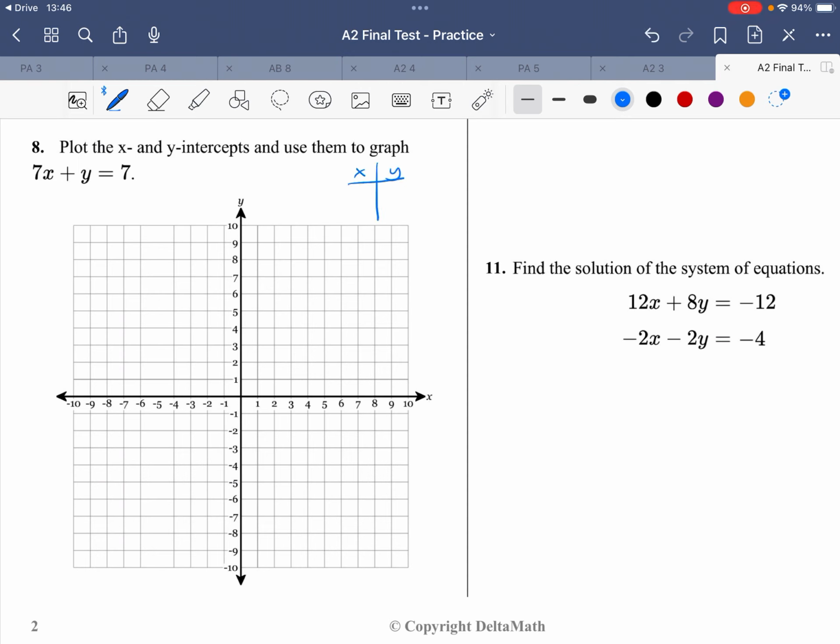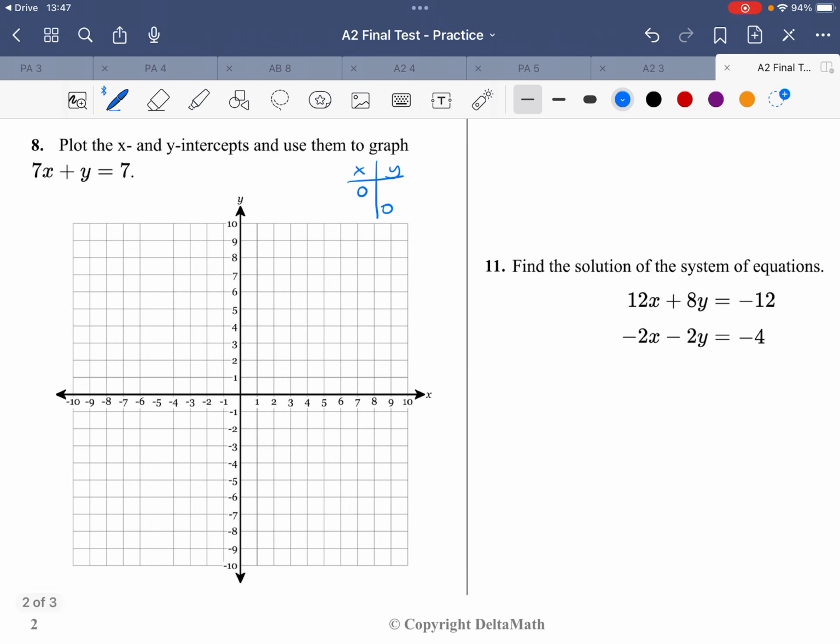What I'm going to do is make my little chart of x and y. The intercepts are when x is 0 and when y is 0. When x is 0, if we plug in 0 for x, this whole thing disappears and we have y equals 7. The other one, when y equals 0, this whole thing disappears. We have 7x equals 7, so x has to be 1. And with those two intercepts, that is really 2 points, we can graph a line.